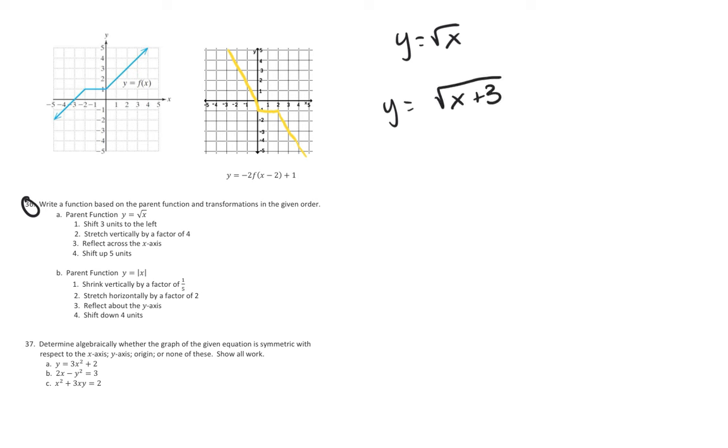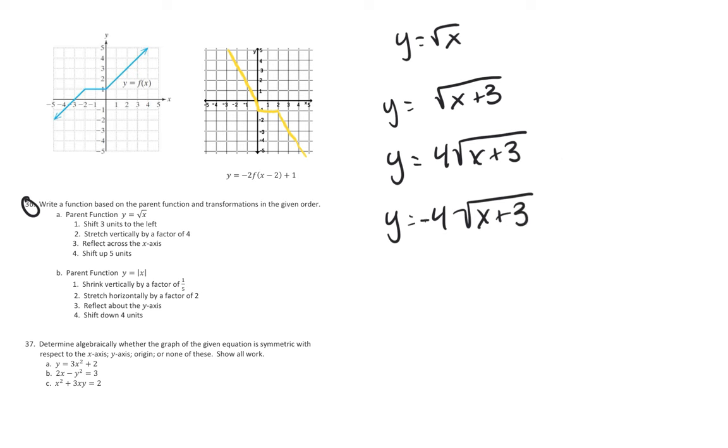And then our next transformation is stretching it vertically by a factor of 4. So we're going to throw that 4 out in front, and we're going to say y equals 4 times the square root of x plus 3. Our next transformation is reflecting across the x-axis, which gives us a negative sign out front. So then we get y equals -4 square root of x plus 3.